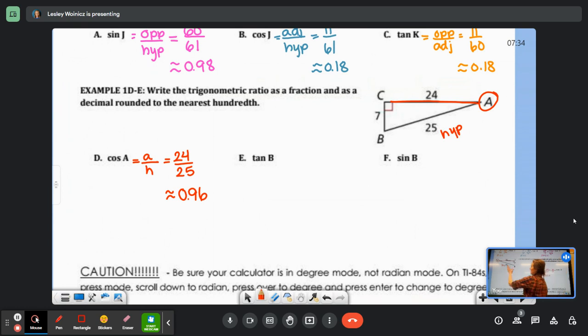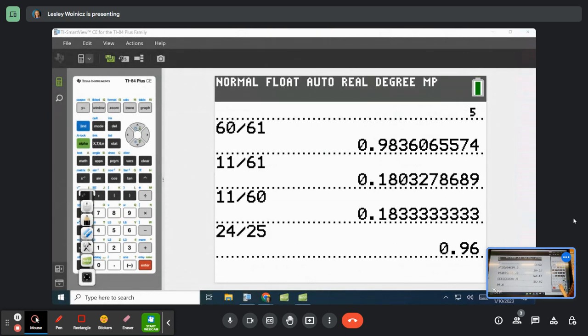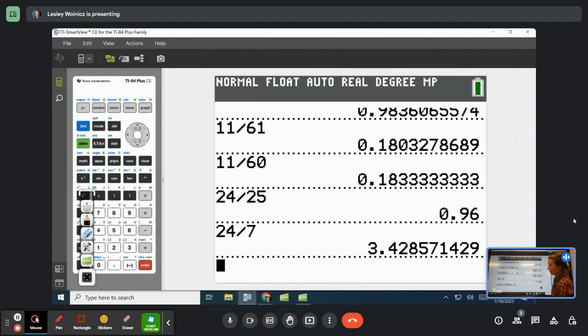Now we want the tangent of B. Remember that the tangent is the opposite over adjacent. So I find B, and I find the opposite and the adjacent. So it's 24 over 7. Oops, not 27, 24 over 7. Okay, I got 3.43.